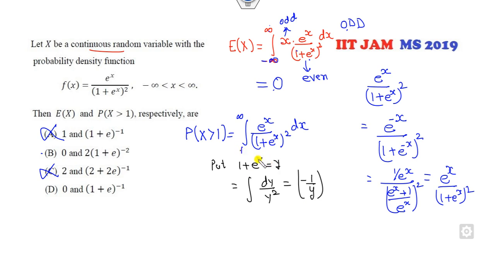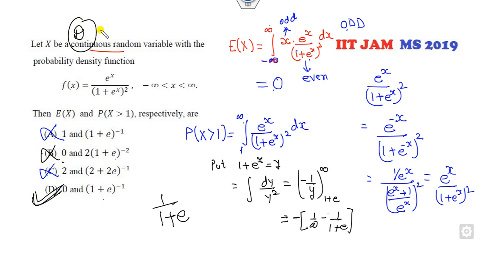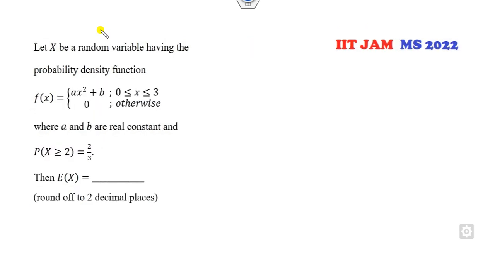When x is equal to 1, it will be 1 plus e. When x is equal to infinity, 1 over infinity is 0, and outside this is minus, minus, minus, plus 1 over this. So this is the right option. This option is cancelled. D is my correct answer.